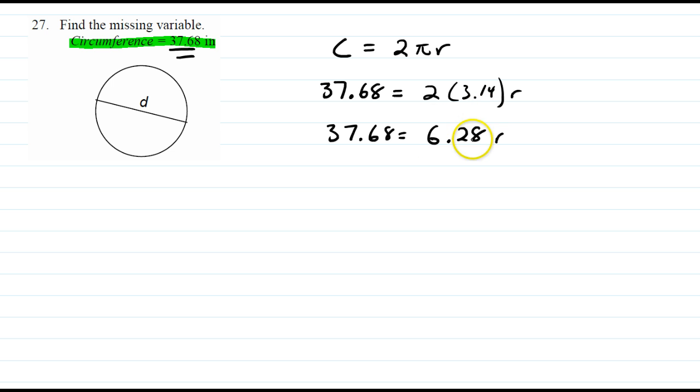And so now I want to divide both sides by 6.28. But again, I don't have a calculator, so I'm going to estimate this. So 6.28 is close to 6. And if I think of a number that's divisible by 6, I have 36, or I have 42. And so since 37 is closer to 36, I'm going to go ahead and estimate that at 36. And so now I divide by 6, and I get my radius is equal to 6 inches.